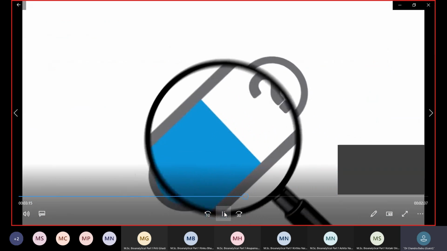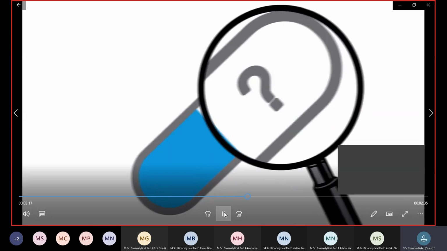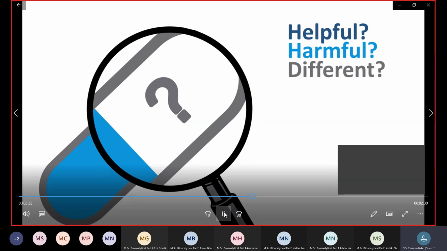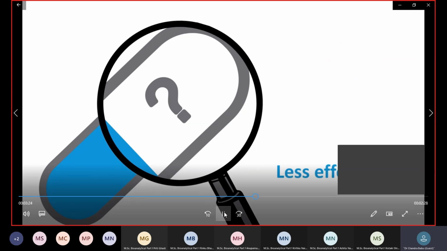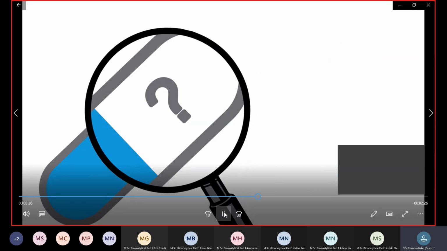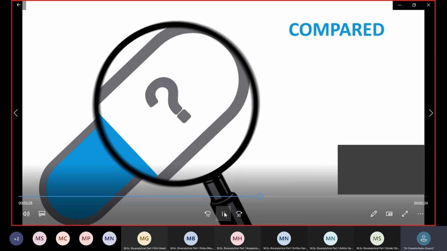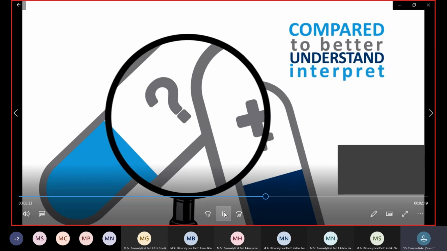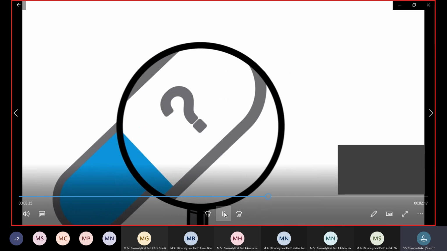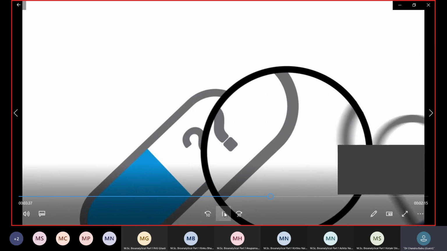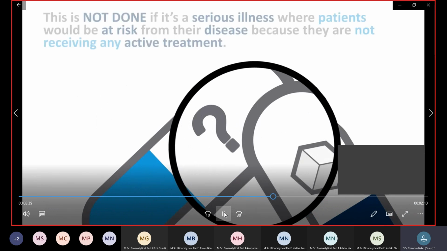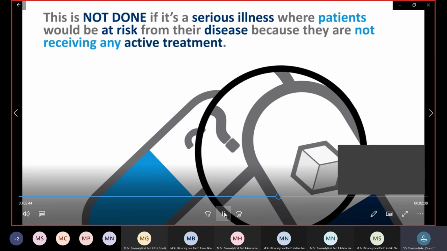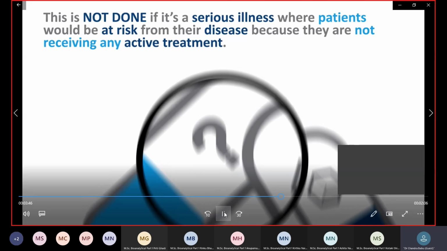When an investigational medicine is studied, it is not usually known if it will be helpful, harmful, or any different than already available treatments. The new medicine may turn out to be less effective or less safe. A new treatment is often compared in one study to the best existing treatment, so researchers are able to better understand and interpret the results. Sometimes a trial will compare the investigational medicine to a placebo or sugar pill. This is not done if it's a serious illness where patients would be at risk from their disease because they are not receiving any active treatment.